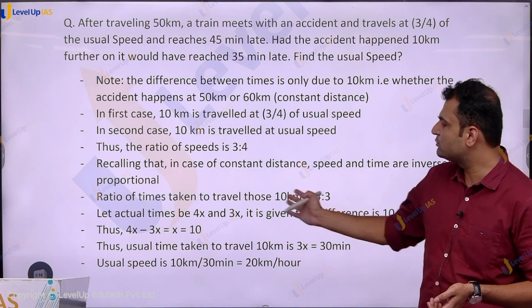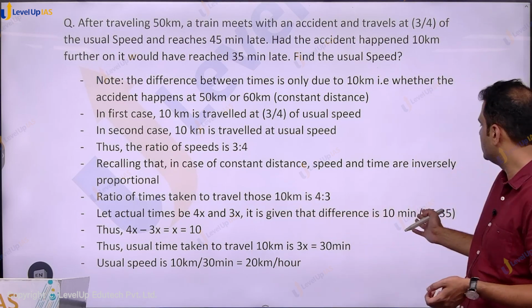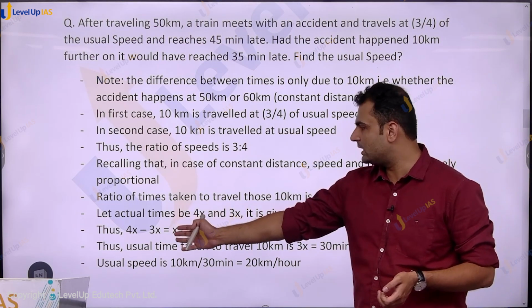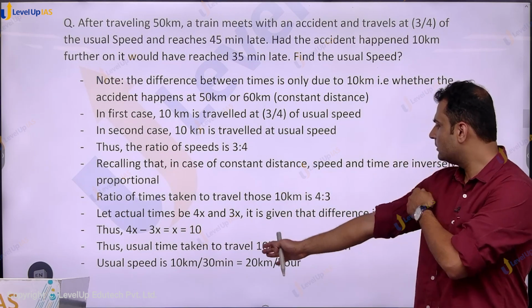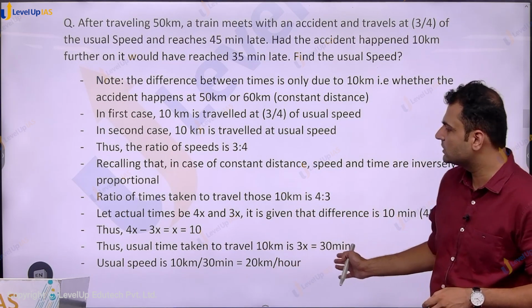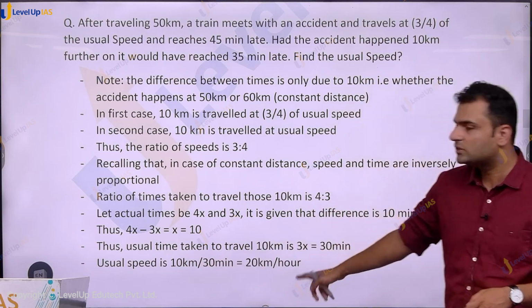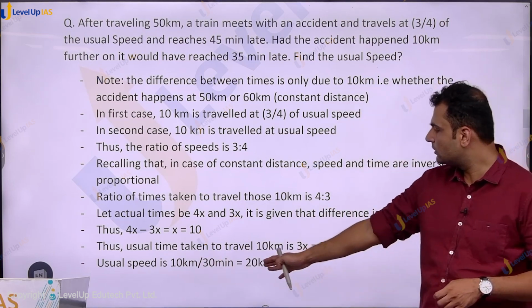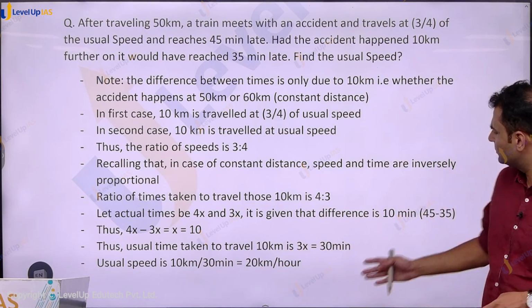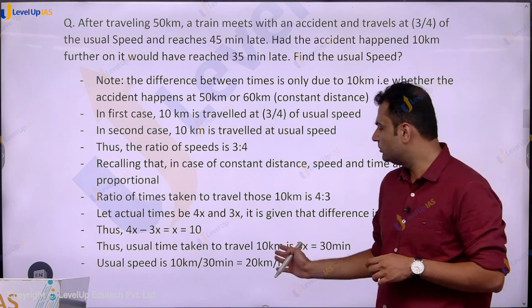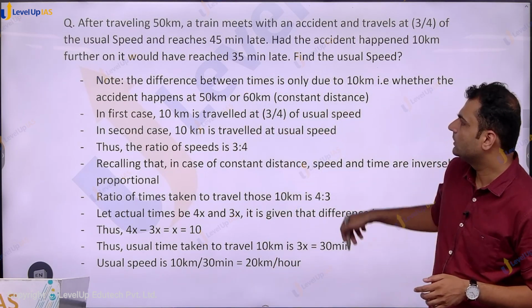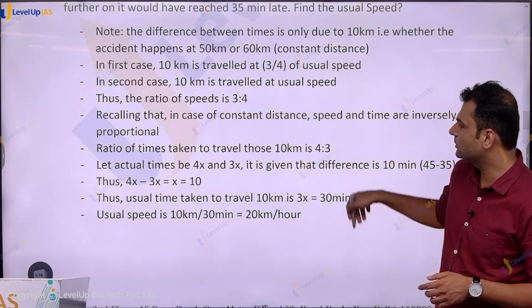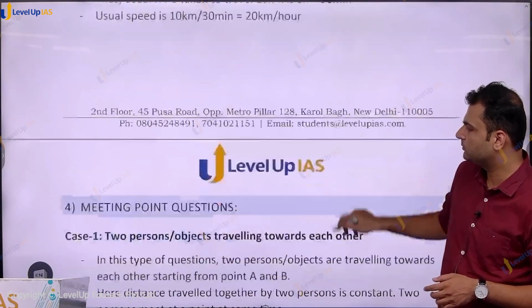So let actual times be 4x and 3x, and the difference is 10 minutes. So 4x minus 3x is equal to x is equal to 10. So 10 kilometer is 3x, which is 30 minutes. And 10 kilometers traveled in 30 minutes, total 20 kilometers in 1 hour. So that conversion happens to be 20 kilometers per hour speed. Please go through it once more. It was an interesting question.